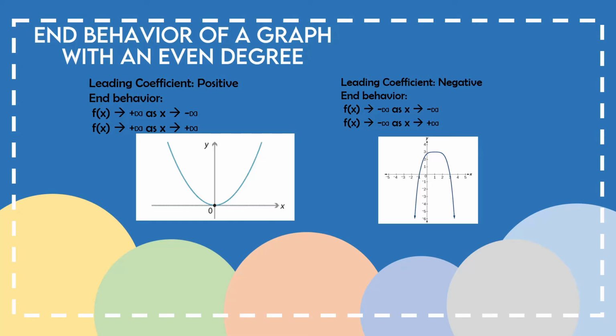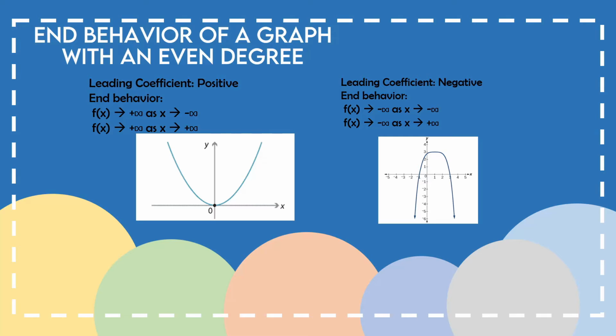So let's start with determining the end behavior of a graph with an even degree. The easy way to determine if a graph is in an even degree or an odd degree is if the arrows are pointing in the same direction. With an even degree, you have the arrows pointing in the same direction, and with an odd degree, you have the arrows pointing in opposite directions.